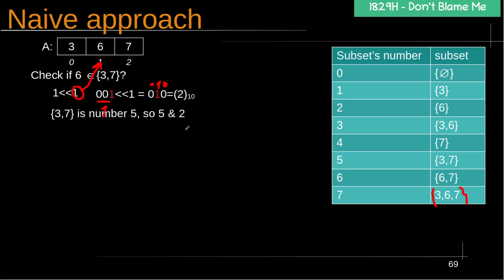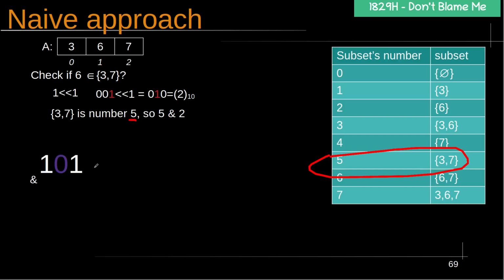Then 3 and 7 is number 5 here, as you see, 15. So this 3 and 7 is number 5 for the subset. Sorry, 3 and 7 is number 5. So we do a bitwise AND of 5 and 2. This is 5, and this is 2.